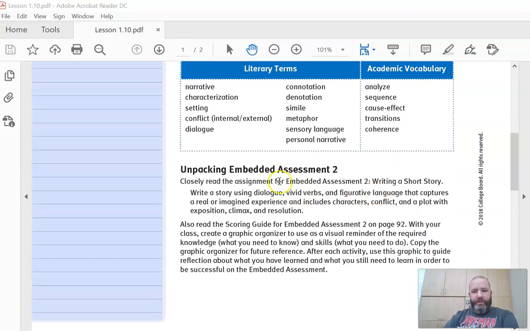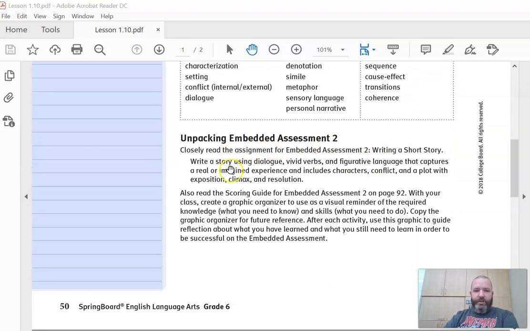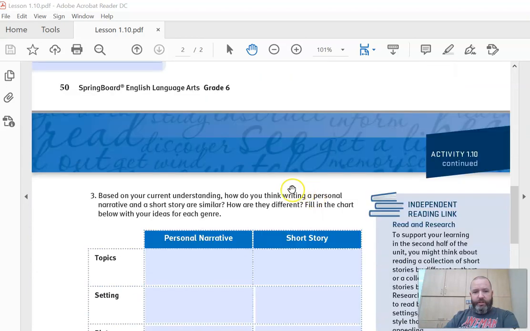Okay, so the second assessment that we're going to be working on, the first one was our personal narrative. The second one is going to be a short story, which is going to be fictional. So write a story using dialogue, vivid verbs, and figurative language that captures a real or imagined experience. This one's going to be imaginary, including characters, conflict, and a plot with exposition. That's the beginning of the story to introduce it. The climax, everything leads up to the most exciting part, and the resolution where everything gets wrapped up and you have a lesson learned, or the character lives happily ever after. We're not doing fairy tales, but stuff like that. There will be a scoring guide, we'll look at that later.